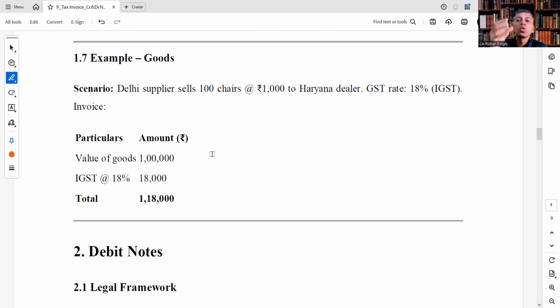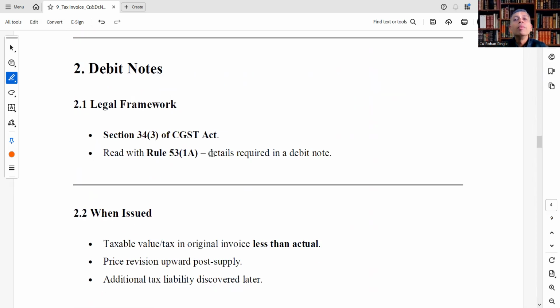Otherwise, you have to mention everything: name, address with state, the place of supply, description of the documents, HSN code, everything, whatever is applicable as per your applicability. And now we will move to the second concept, debit notes.